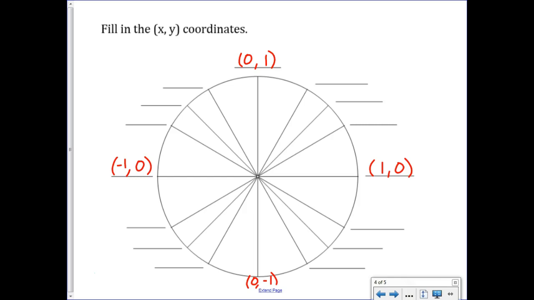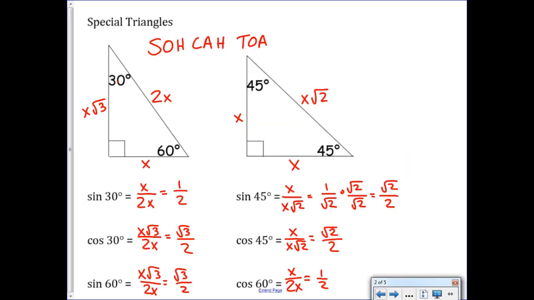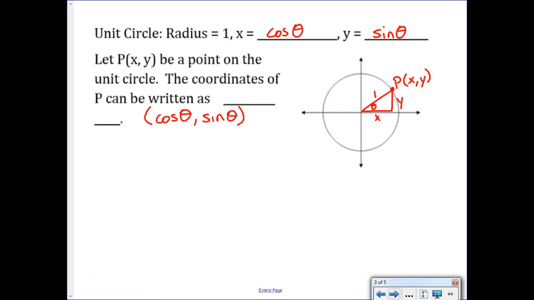Then we can start to look at, I'm just going to fill in this first quadrant right now, using the special triangles that we just filled out. So if I have this triangle right here, my theta, remember, is 30 degrees. So my cosine of 30, if you go back, cosine of 30 was radical 3 over 2.